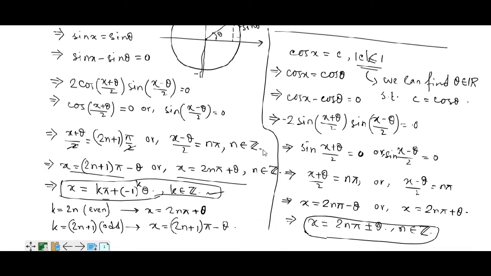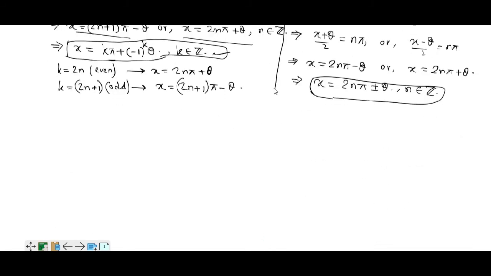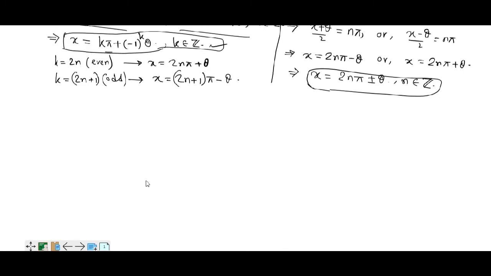In the same way, we can find the solutions of tan x equals c also. So let us consider the equation tan x is equal to c. Now for tan x is equal to c, what we will do? We will do the same thing. But here you remember that since the graph of tan covers the whole y-axis, for every value of c, we can find some angle theta for which tan theta is equal to c.